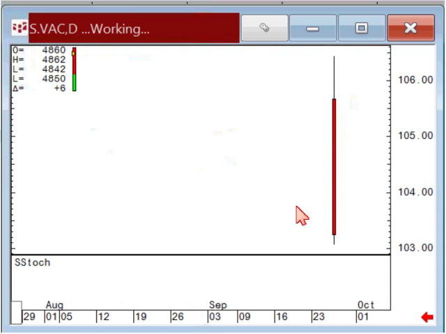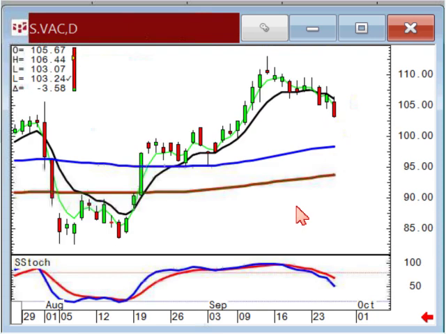VAC. Where's the next likely target? Down here at the 50. It might not be that big a percent move, but it might be an excellent spread trade.